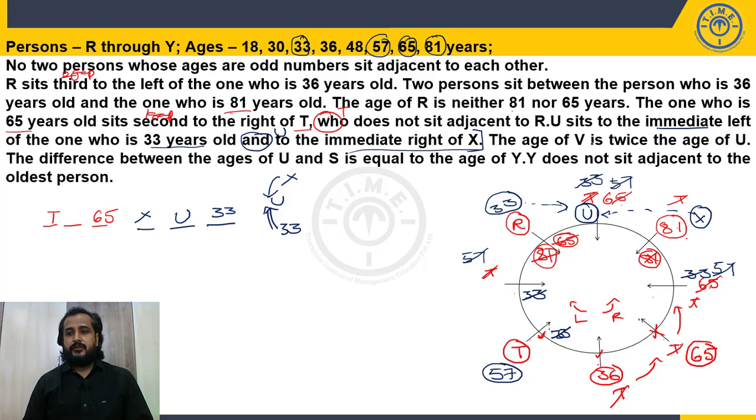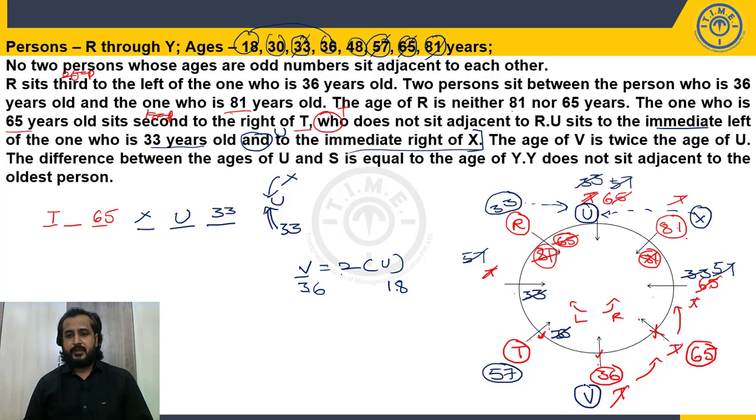Next, the age of V is twice the age of U. So what is the equation I will get? V is 2 times U. So what are the values that we have left? U value we have not yet fixed and V is new. So I cannot take 33, 57, 65, 81 into consideration. Which values are going to satisfy this condition? V is equal to 2 times U in the remaining 18, 30, 36, 48: 18 and 36 only. So U will be 18 and V will be how much? 36. 2 18s are 36. So 36 is here already.